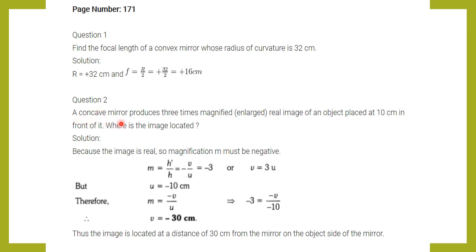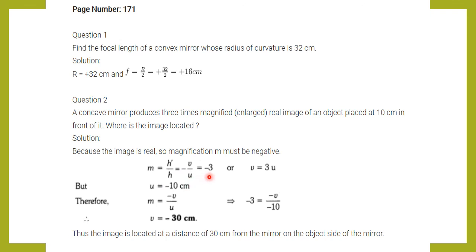Second question: a concave mirror produces 3 times magnified real image of an object placed at 10 centimeters in front of it. Remember, this is a concave mirror, and it is producing a real image. It is 3 times magnified, meaning 3 times bigger image. Now where is the image located? For this, because the image is real, magnification m must be negative, so we are very sure that m is negative. You have seen in the notes, I had written, if magnification is negative it means the image is real.